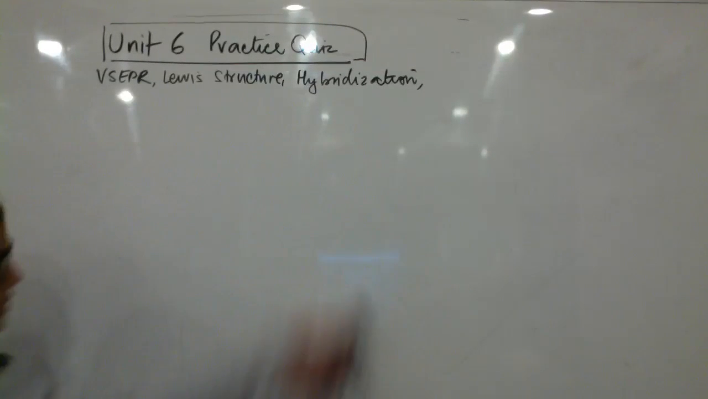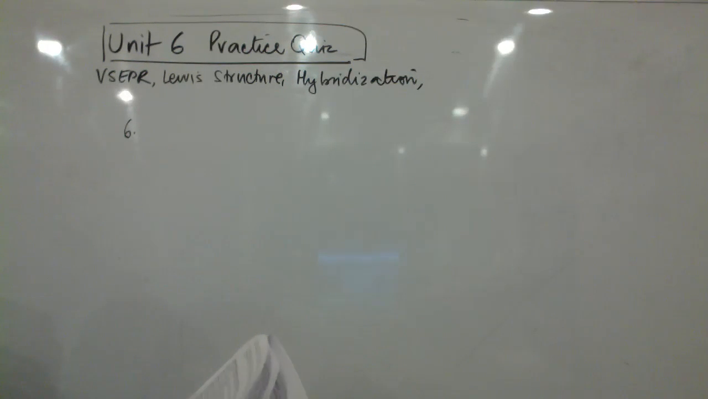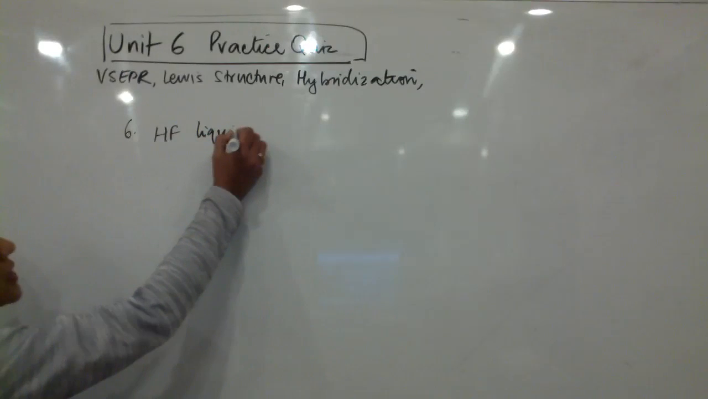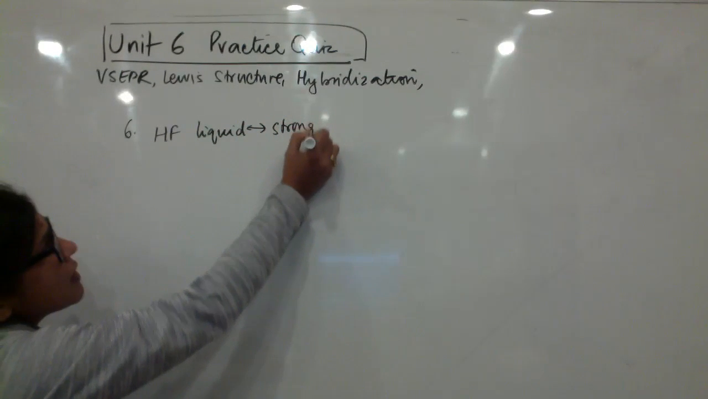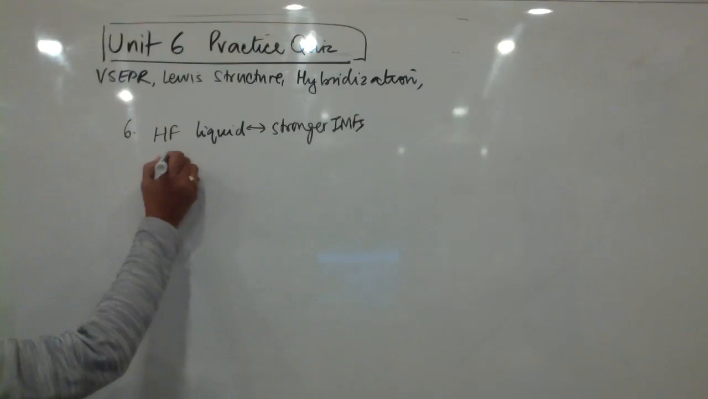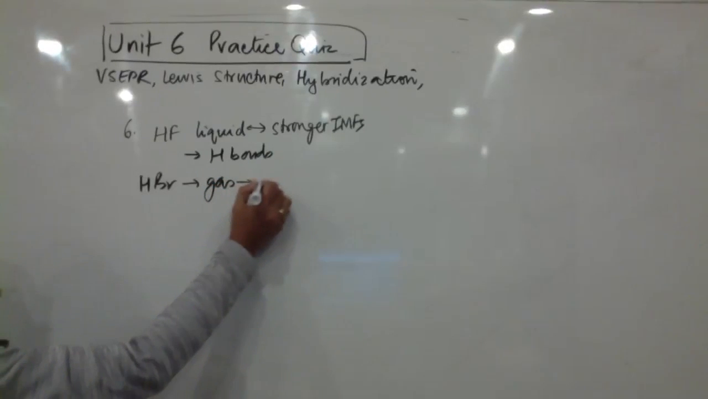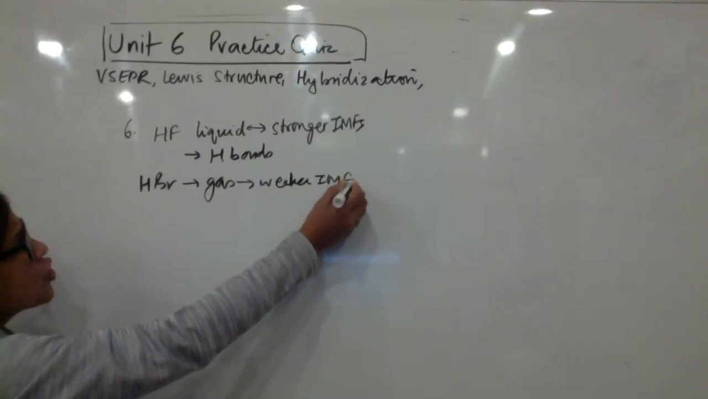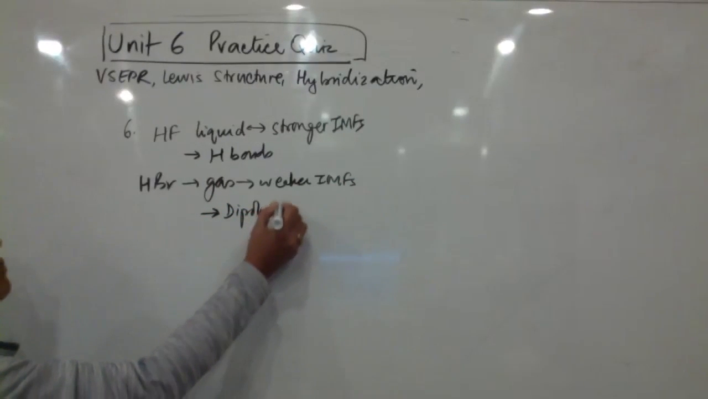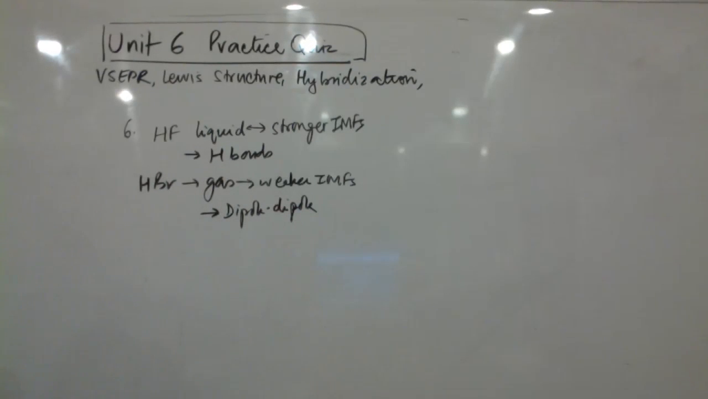Let's go to question number 6, on quiz 6. Explain each of the following observations in terms of electronic structure and bonding of compound A. Under ordinary conditions, HF is a liquid whereas HCl is a gas. So HF is a liquid, which indicates stronger IMFs. And that is true because HF has hydrogen bonds. And HCl is a gas, which indicates weaker IMFs. And that is true because here it is mostly dipole-dipole interactions. Because hydrogen bonds are stronger than dipole-dipole interactions, HF is a liquid while HCl is a gas.